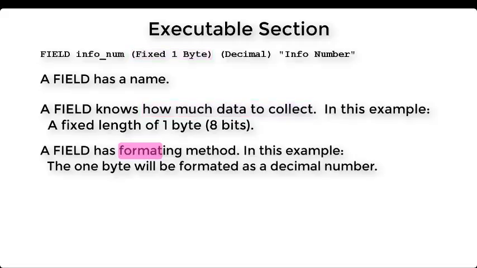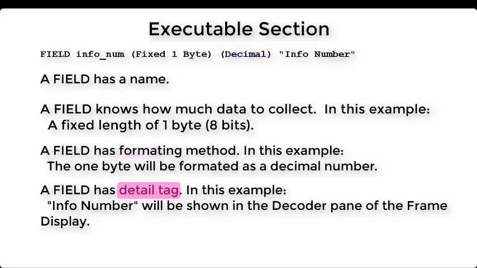The format tells the decoder how the data is to be displayed in the frame display window. Our example is going to display the 1 byte of data as a decimal number in the frame display. And finally, the detail tag tells the decoder what label to display with the data in the frame display decoder pane. Here, the 1 byte of data, displayed as a decimal number, will have a label of info number when it appears in the decoder pane.